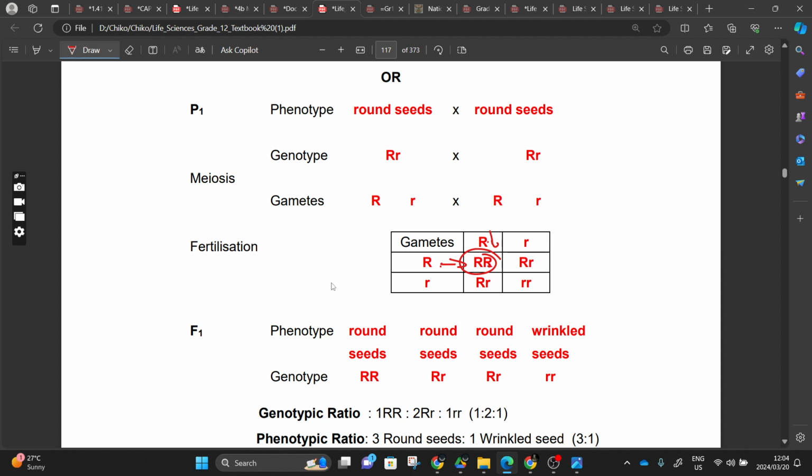Capital letter R and capital letter R, they will join. Small letter r and the capital letter R, they will join. Small letter r and the small letter r, they will join. The rule of thumb: the capital letter first, and then the small letter.